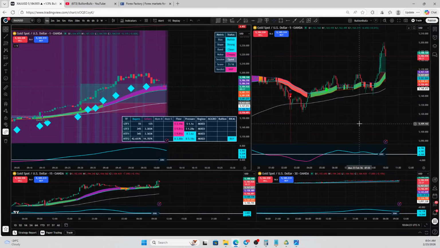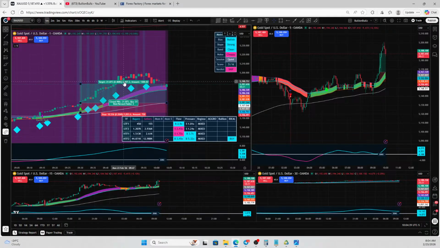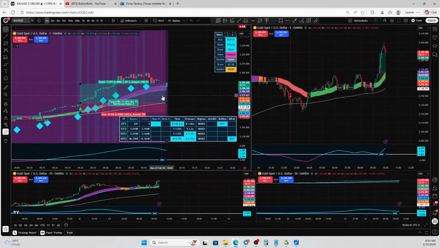Yeah, the market's kind of slow right now. There's not a lot of action going on. We're still in that pullback phase after that big push up. This was the big push. Now it's pullback and we're still waiting.